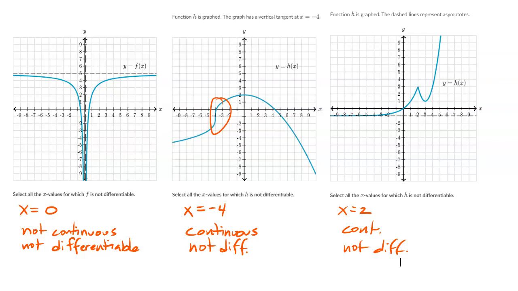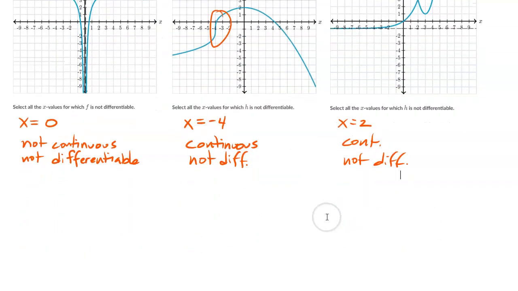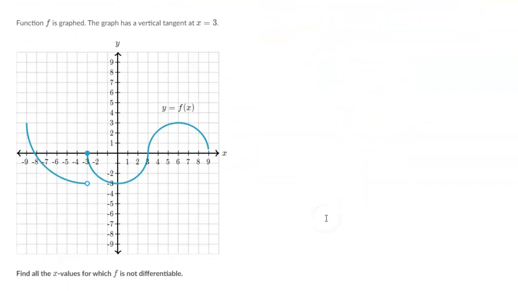Okay. Okay, Julia. Julia, I can help you out if you want to. I was not trying to gang up and say you have to get it right. Okay, so we've got a picture here. Same question: find all the x values where it is not differentiable.